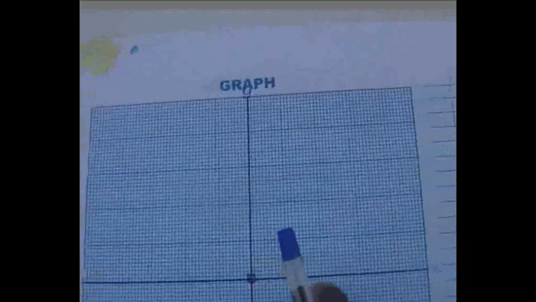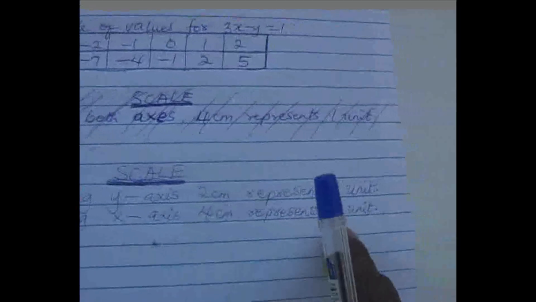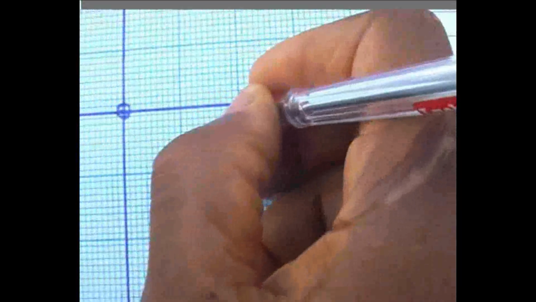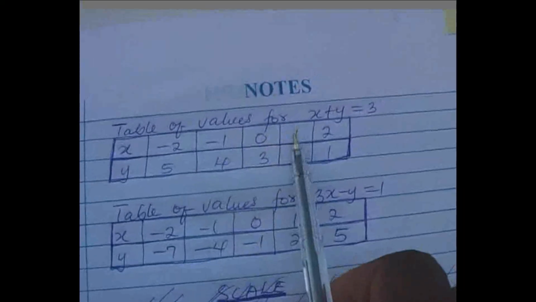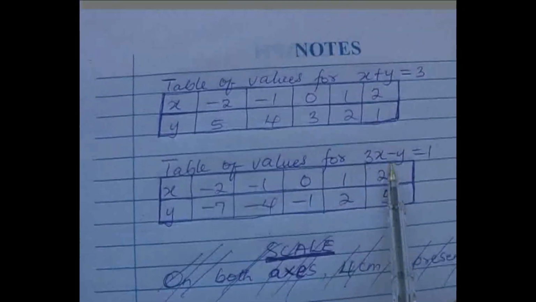Remember, along the x-axis, from our scale, 4 cm represents 1 unit. That means on the positive side of the graph, this is 2 cm, this is 4 cm, so you have 1 here. This is another 2 cm, this is another 4 cm, so you have 2 here. And remember, you have only 2 units along the positive side of the x in both tables of values.